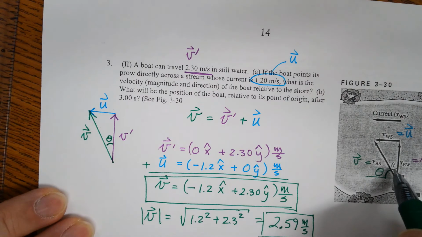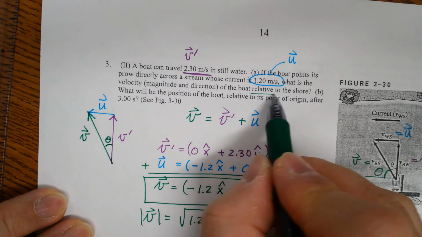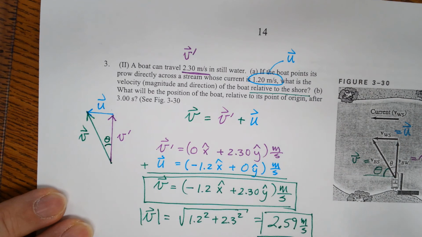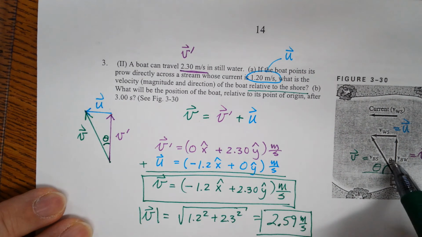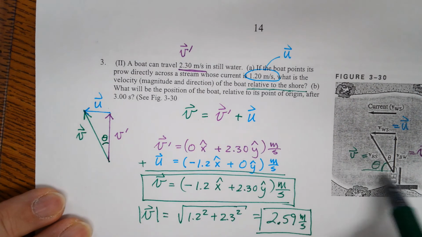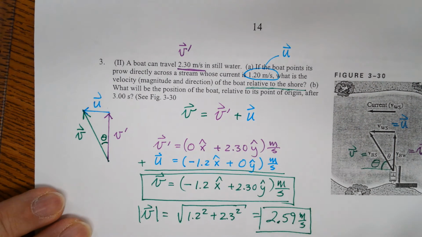Yeah, I see. They gave us this angle right here, but I think it says relative to the shore. Oh, that was right, okay. So I think this is kind of misleading, because it says relative to the shore. I found the angle relative to the shore rather than relative to the perpendicular to the shore.